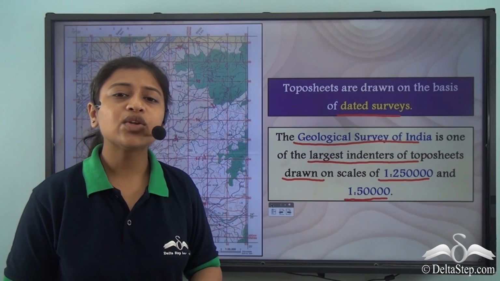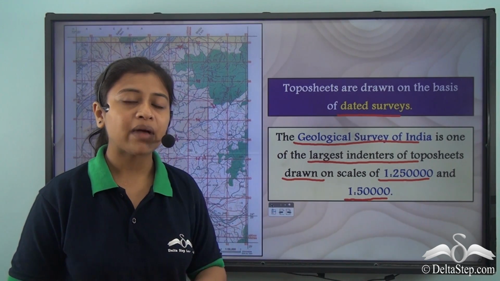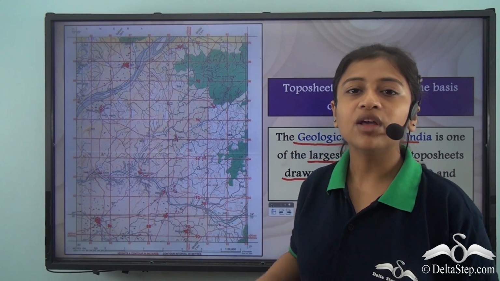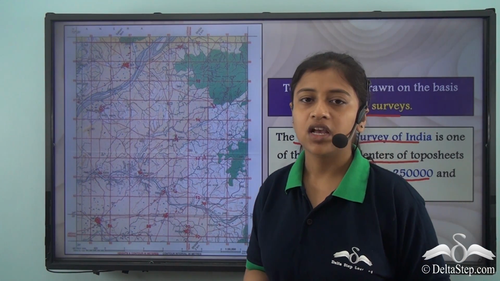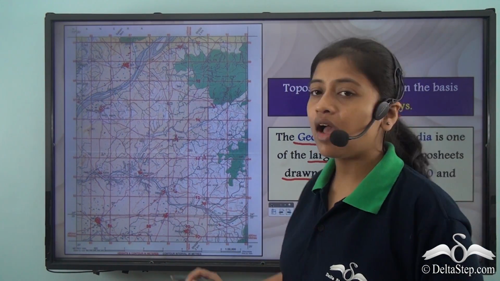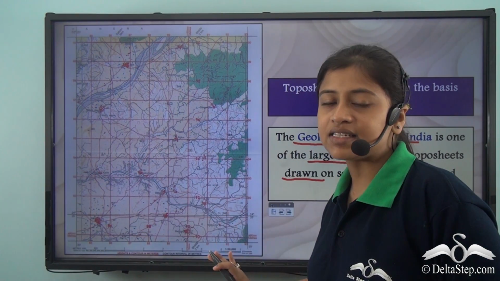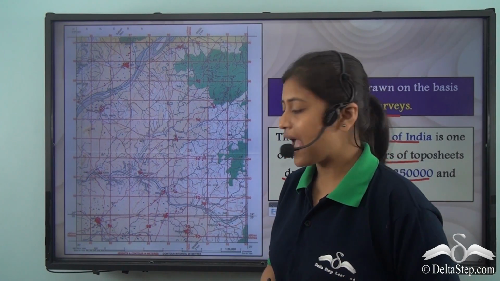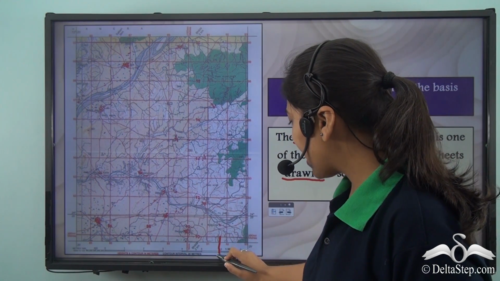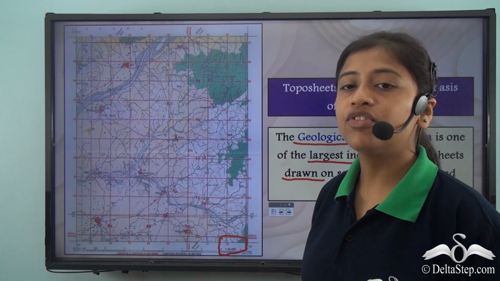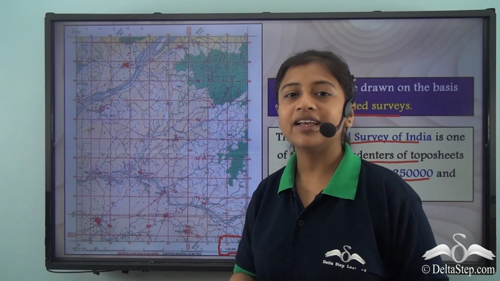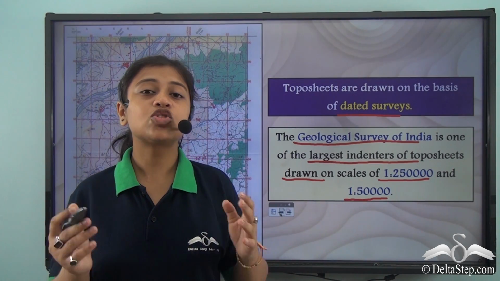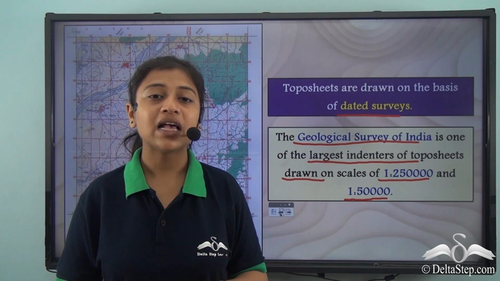So where exactly do we find these scales on the topographical maps or the topo sheets? Well, these scales are usually given at the bottom of the topo sheets. So they are usually present on the left hand side or right hand side of the topo sheet. So for this topo sheet, the scale has been given in the right bottom corner of the topo sheet, and this scale is 1:50,000.